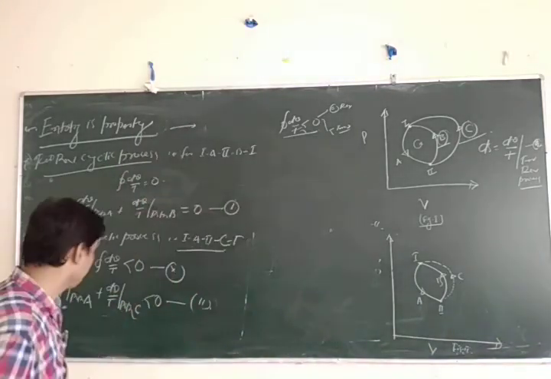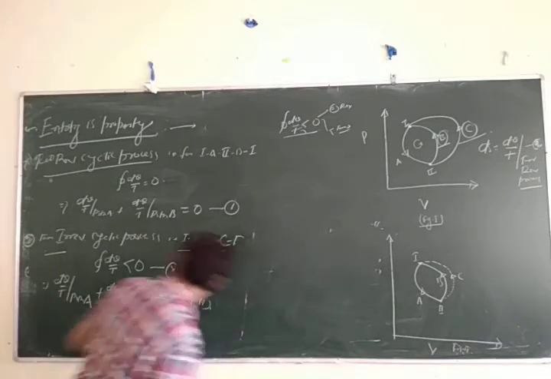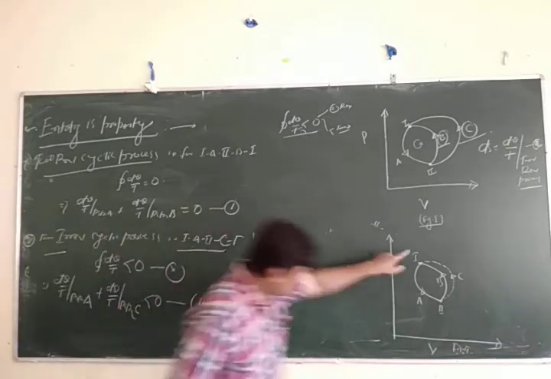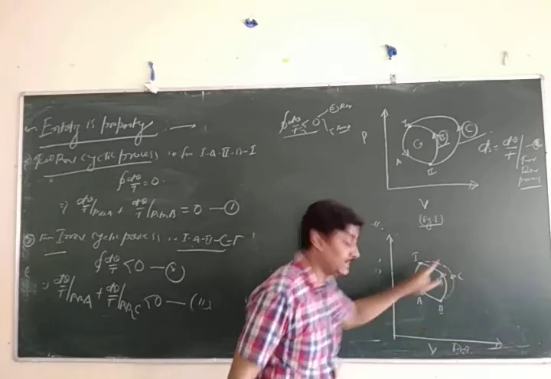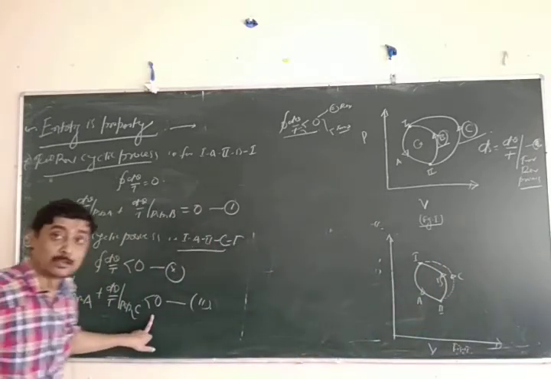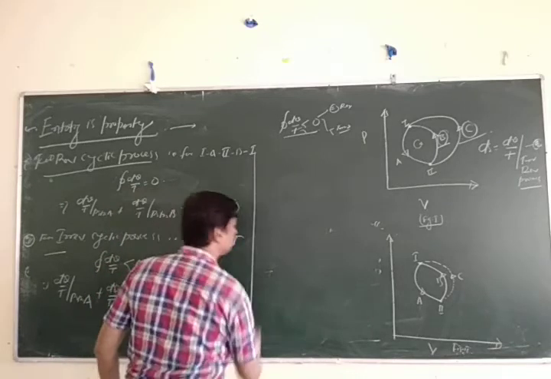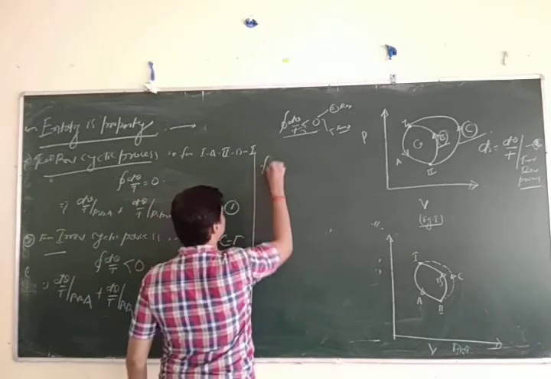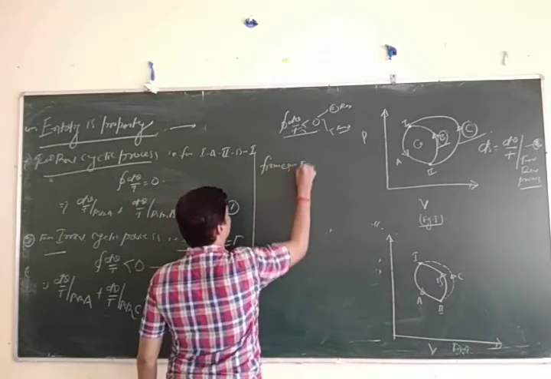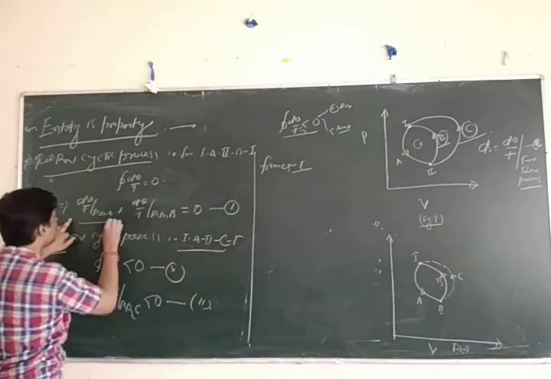Right. So this is the second equation: dq by t for path A plus dq by t for path C is less than 0, because this is an irreversible cyclic process. Okay. From equation 1, dq by t for path A.